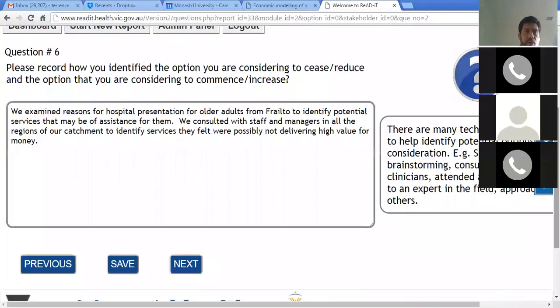Question 6. Please record how you identified the option you are considering to cease or reduce and the option you are considering to increase. So in here we have a reason that I've put down, a process that we used. We looked at the potential services that could be used to address the reasons of the hospital presentations, and we also consulted with staff and managed regions.